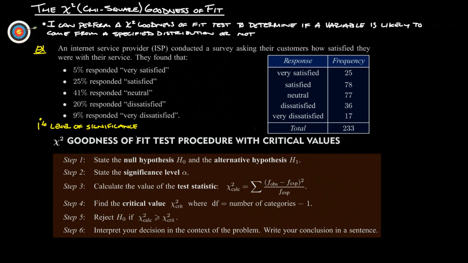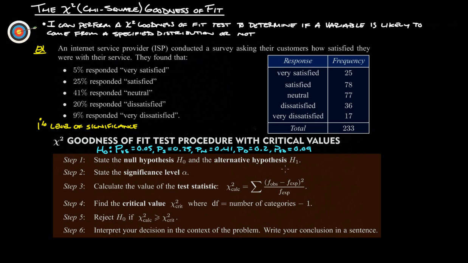Step 1, state the null hypothesis and alternative hypothesis. H0 is going to be that everything is all good. It should be that all of these are going to be pretty close to the same percentages. So I just wrote it out: probability of very satisfied 5%, satisfied 25%, neutral 41%, dissatisfied 20%, very dissatisfied 9%.